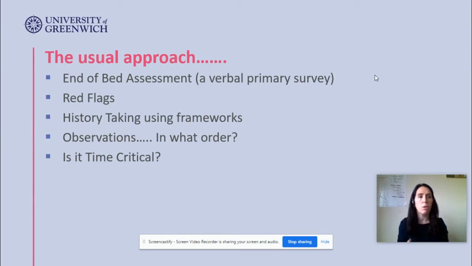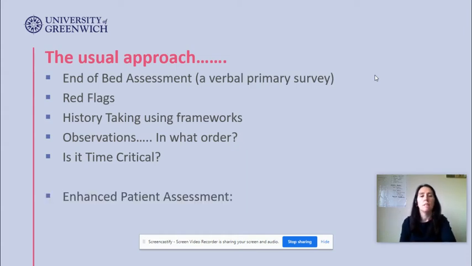So as if maybe you are in a fast response unit car, and you're waiting for the truck to arrive, so you've got a little bit of time to do the enhanced assessment. The enhanced assessment itself will be on a different video. However, we do touch on some of the special tests within this presentation as well.